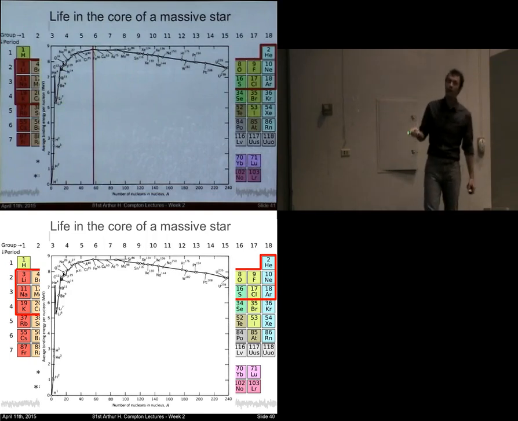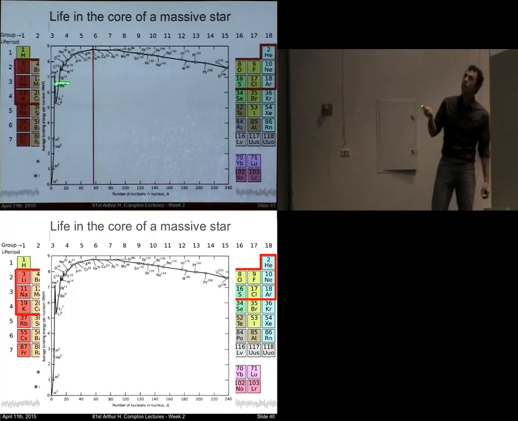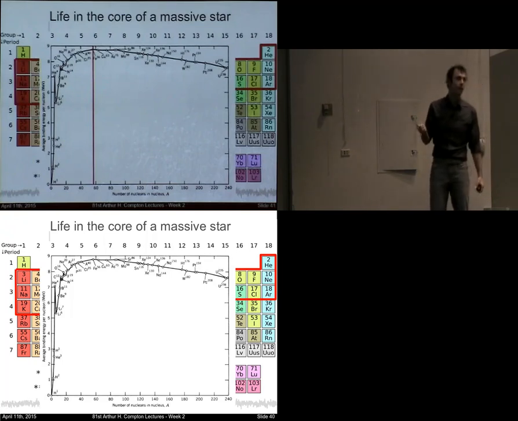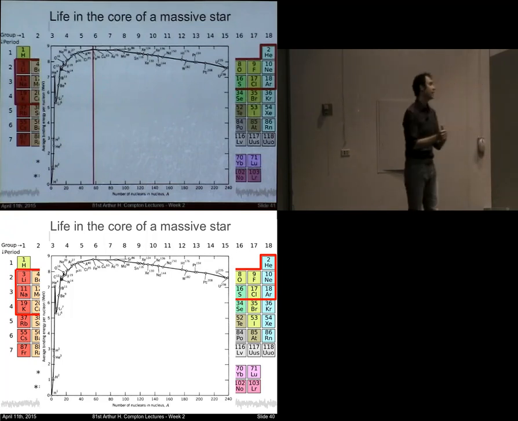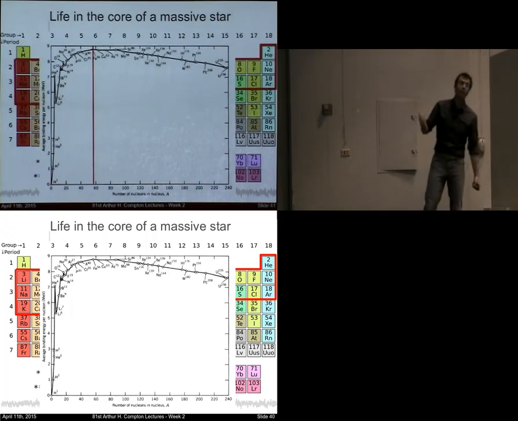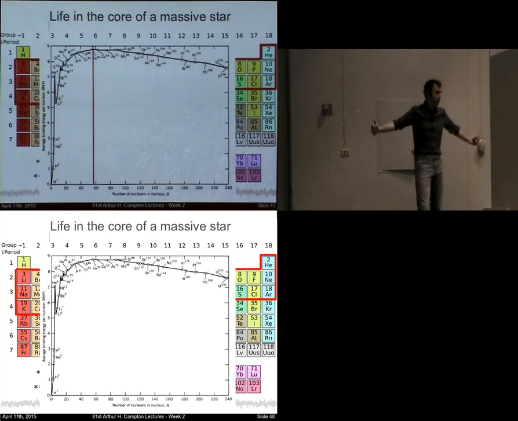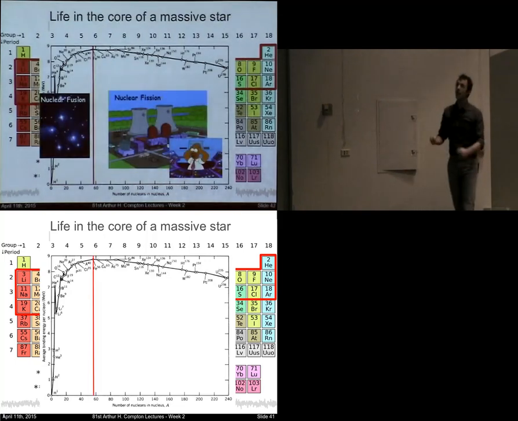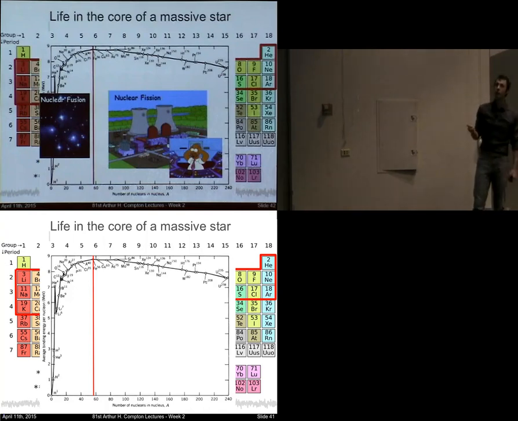And so what this dividing line tells you is that if you live on this side of the line, you can join two things together and get energy out. If you live on this side of the line, you can pull things apart and get energy out. And so this is the line that divides places where you can have a nuclear fusion reaction from places where you have a nuclear fission reaction.